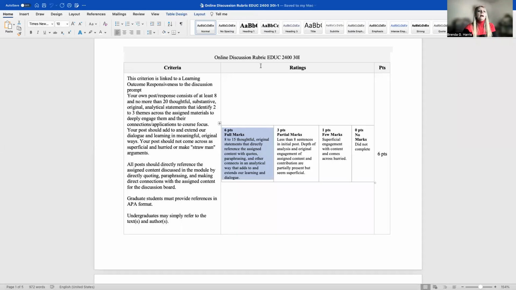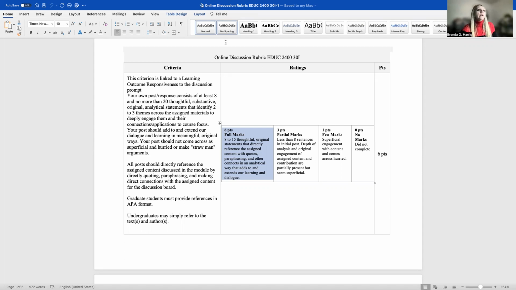Okay, so let me share my screen so that I can go over the rubric with you to show you how I grade these. What has been so fantastic with the discussion boards that I've graded so far is that what is usually most difficult for scholars, you have done so well as a class.